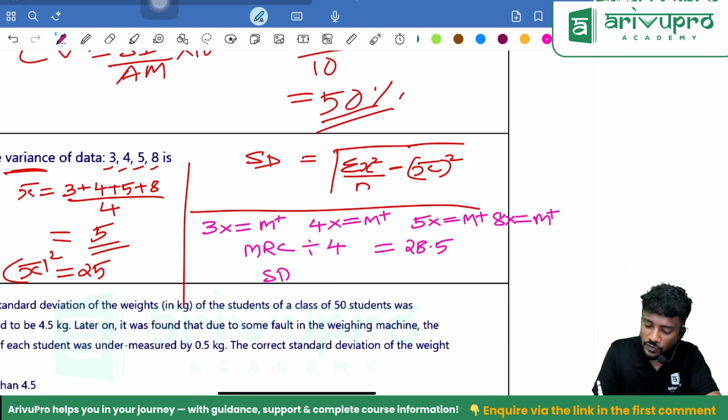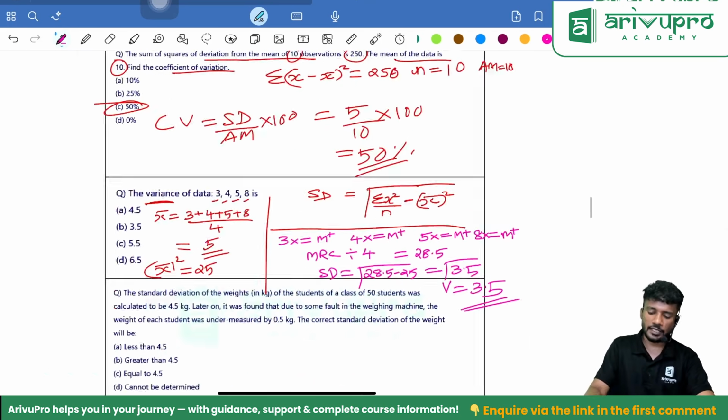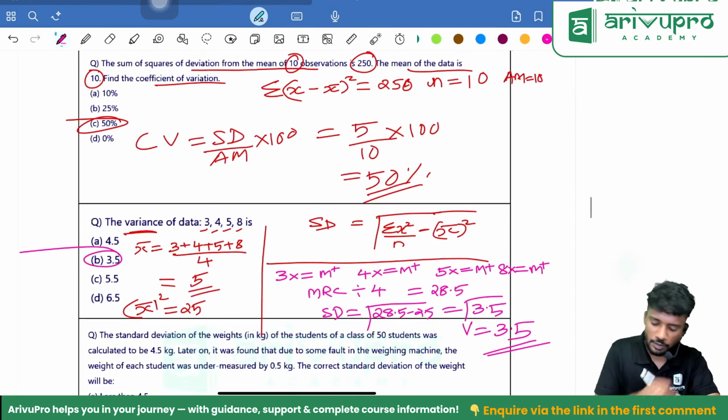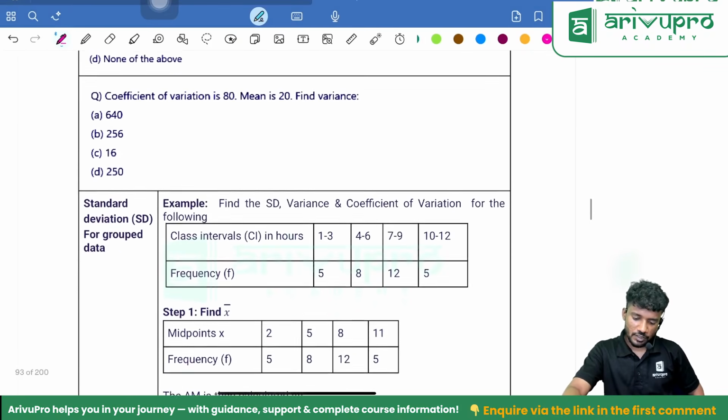So standard deviation is root of 28.5 minus 25, that is equal to root of 3.5. So variance is how much? 3.5, the root will go away. The answer is option B. Then we will finish this part.